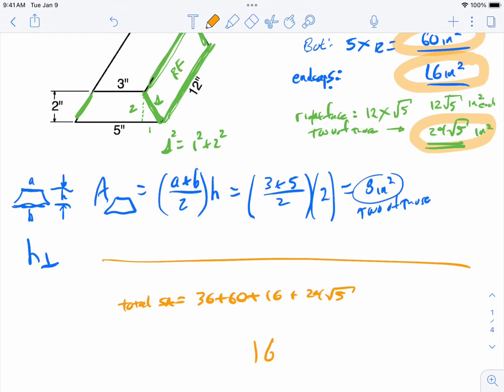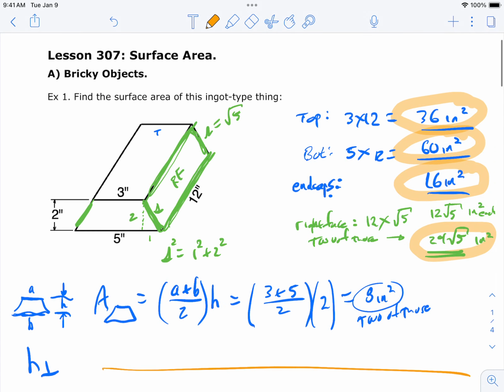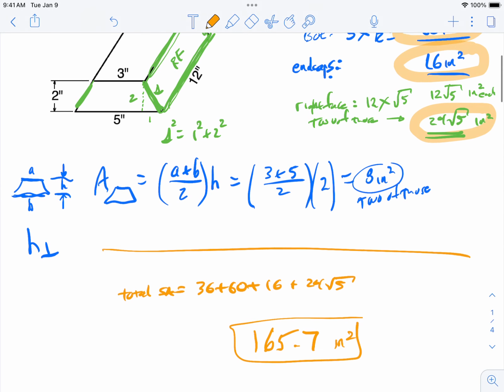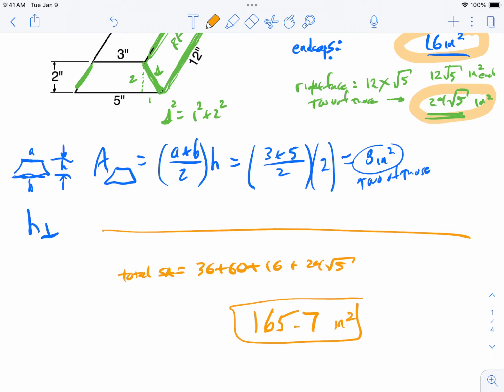And it depends how many decimal places you want. Maybe 1 is good. 165.7 if I go to 1 decimal place. Now, did it ask for square inches? It just said find the surface area, so we get to use whatever area we want. So there we are, 165 square inches.